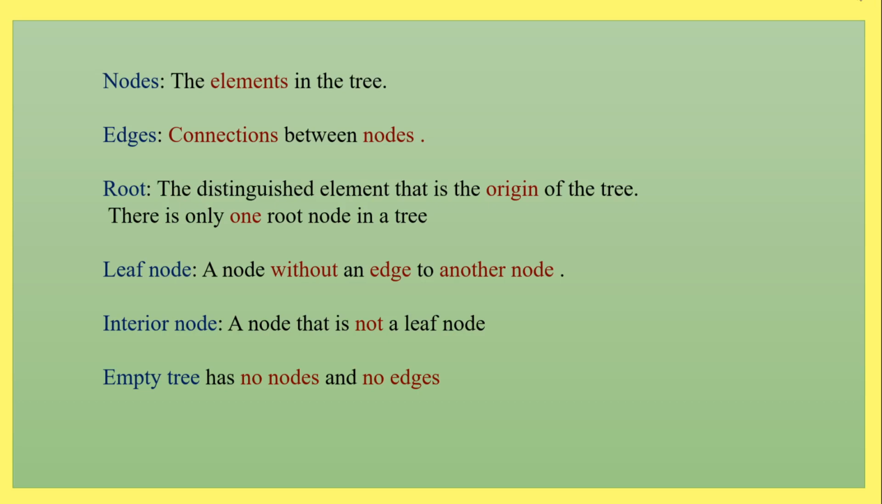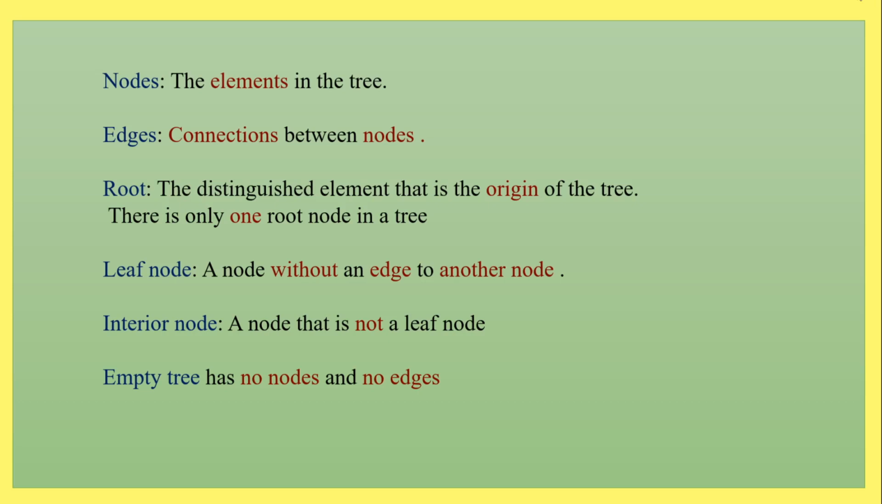Coming to root. Root is the origin of the tree. In our daily routine life, we observe n number of trees or plants. Pluck a tree, and if we observe, the base of the tree is roots. Now in this tree structure, the origin of the tree is called the root node. How many root nodes are placed in a tree? There is only one root node in a tree, the distinguished element that is the origin of the tree.